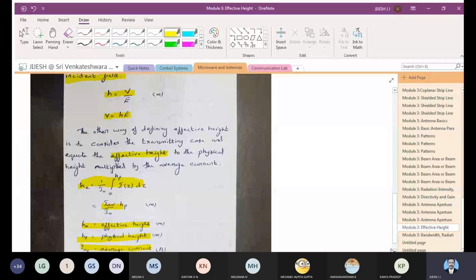Have you all completed this effective height equation, I average divided by I naught into HP? Is that over? So have you all completed? So let me move further.